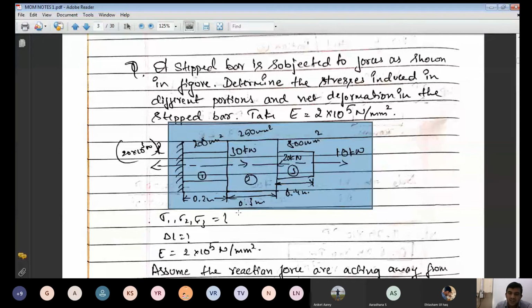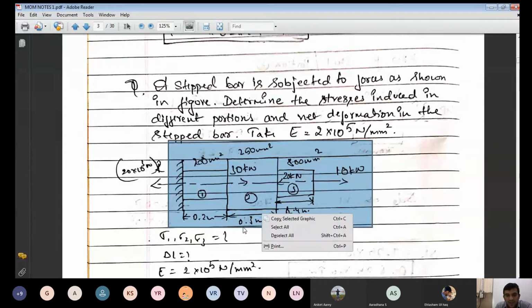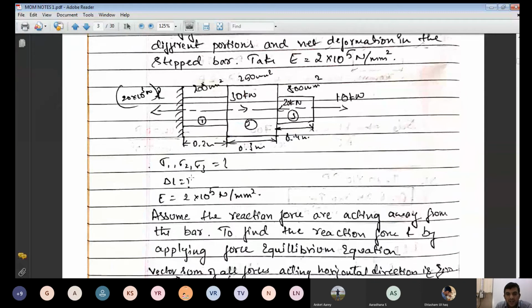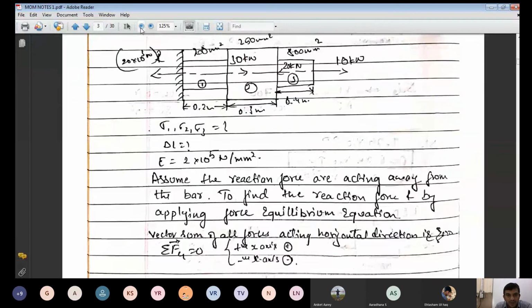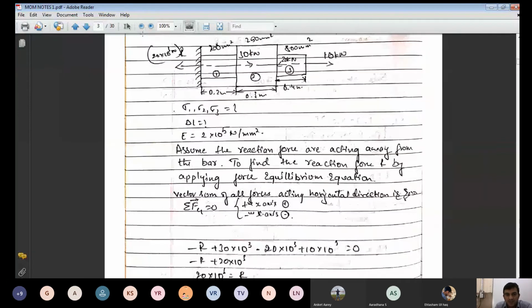How do you calculate reactions at the support? You might already know from Elements of Civil Engineering, by applying the static equilibrium equation. What is the static equilibrium equation? The vector sum of all the forces acting on the body is equal to 0. Here, what type of force is acting? Horizontal forces. Now assume the reaction force is acting away from the bar. 30 kN is acting to the right side, 20 kN acting towards the left, 30 minus 20 gives 10 kN acting again to the right, and one more 10 kN acting to the right, total 20 kN. The net force is 20 kN acting towards the right, away from portion 1, away from the bar.